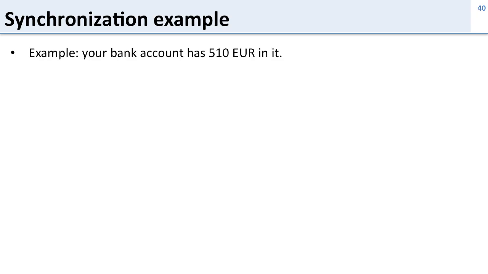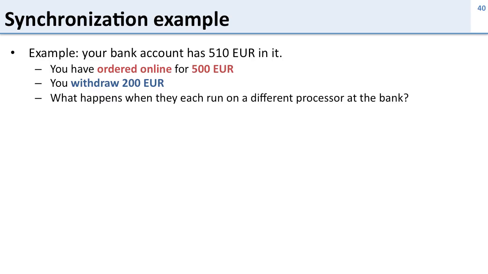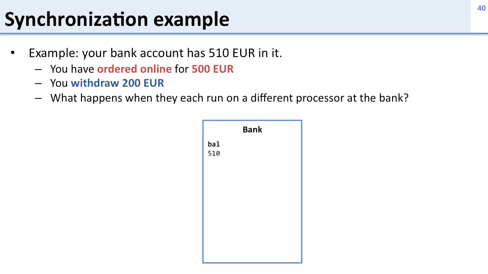So you have 510 euros in your bank account, and you've done two things. You've ordered something online for 500 euros, and then you go to an ATM machine and you attempt to withdraw 200 euros. And we want to see how this works. So what happens when these run on different processors at the bank? That is, they run in parallel. So here's our bank. We have a balance of 510.